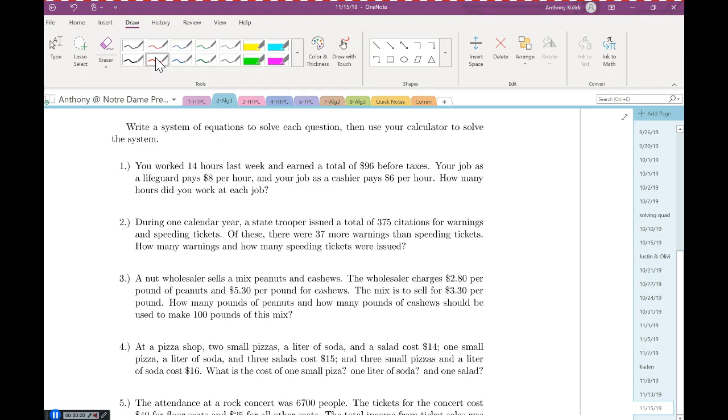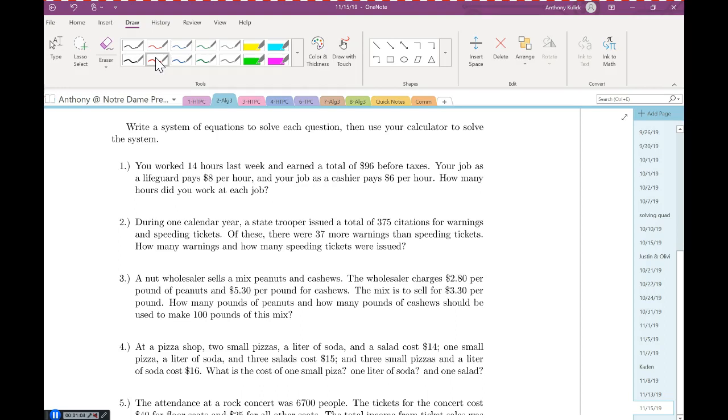Okay, well, what I want to do today is have you guys help me go through and make the equations here then for the system, since that seems like maybe the trickiest part. Okay? So number one says you worked 14 hours last week and earned a total of $96 before taxes. Your job as a lifeguard pays $8 per hour, and your job as a cashier pays $6 per hour. How many hours did you work at each job?